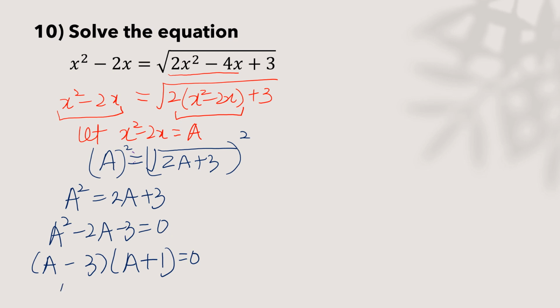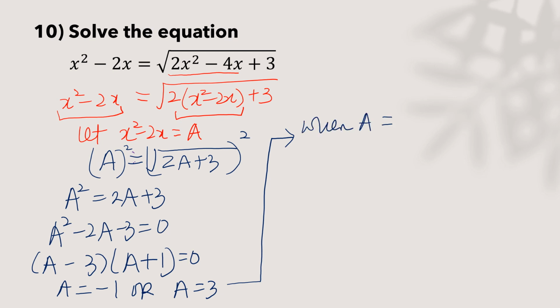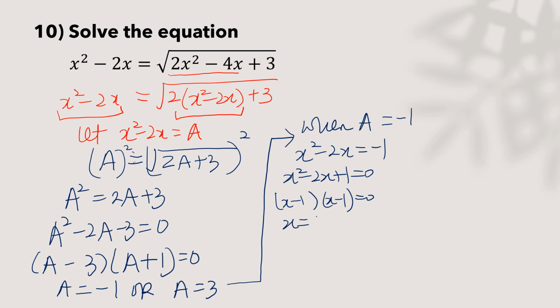All right, and then I will have a equals -1 or a equals 3, right? Do remember that a is just a substituted value for x squared minus 2x. So I need to replace the a back with my x squared minus 2x. When a equals -1, we have x squared minus 2x equals -1, x squared minus 2x plus 1 equals 0. Factorize further, you will get this, and you have x equals 1 as one answer.